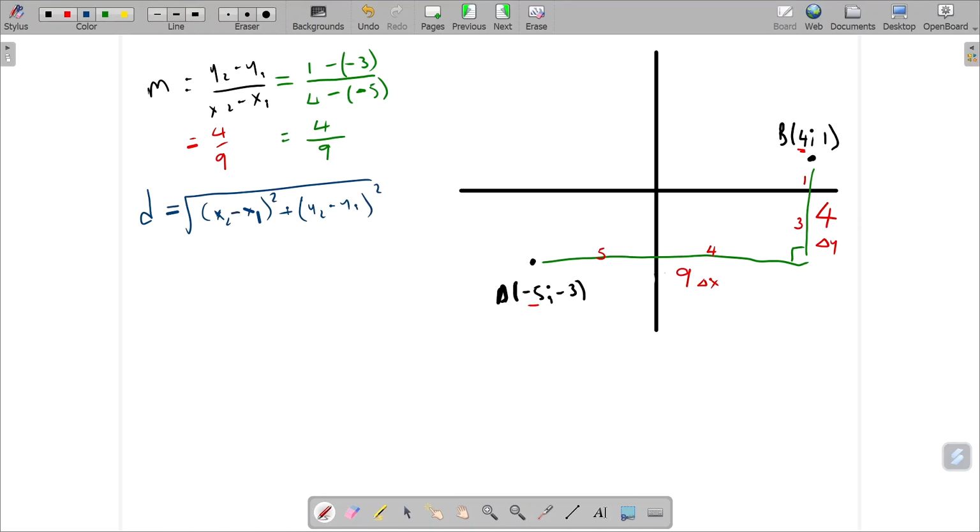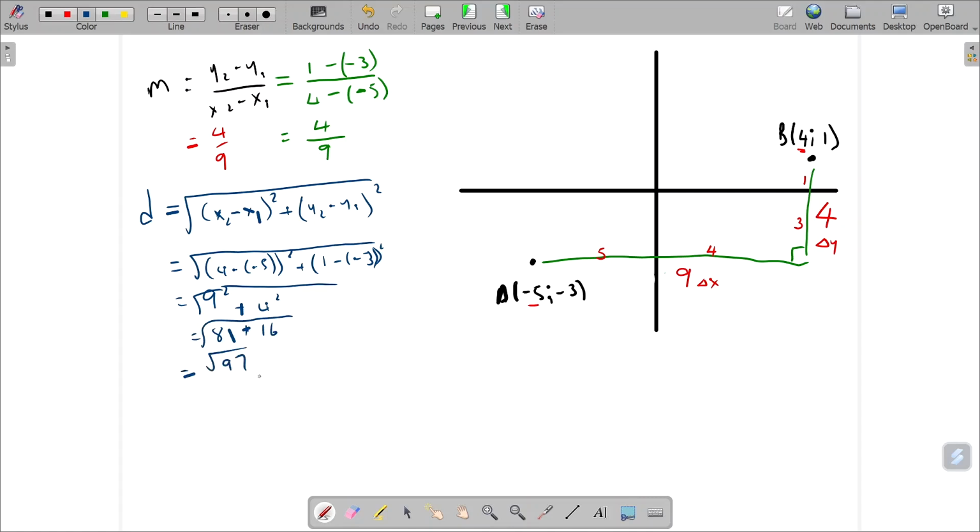What I don't like about this method that we're doing here is far too many times my pupils have made errors with minus signs. And so what they do is they say, cool, we're going to have 4 minus 5 squared plus 1 minus 3 squared. And I've left a bracket out, it's already wrong. So it's going to be 9 squared plus 4 squared equals 81 plus 16 equals the square root of 97.